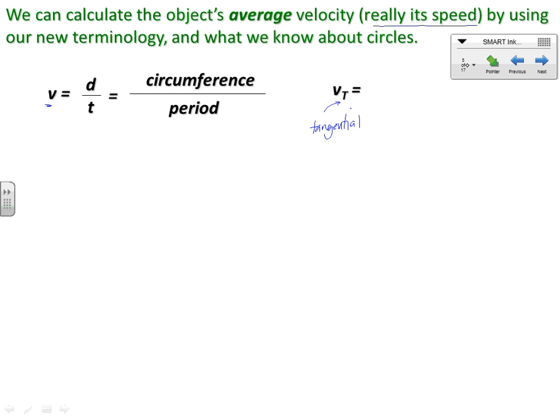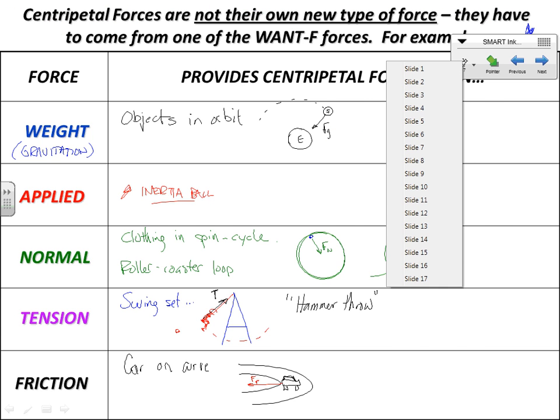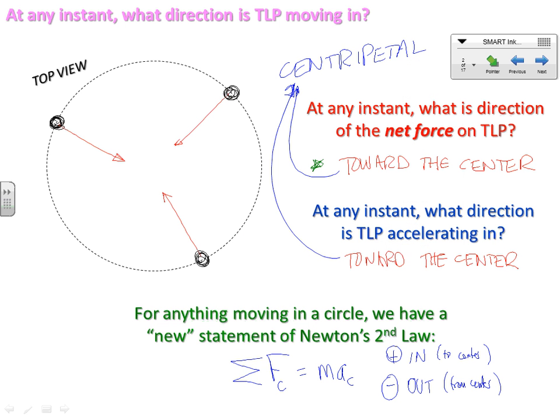The instantaneous velocity, let me go back here. At any instant, what we should make sure we talk about is that there is a centripetal force, or acceleration. Those both point in towards the center. But if this object is going around in that direction, at this instant the object is actually moving in this direction.